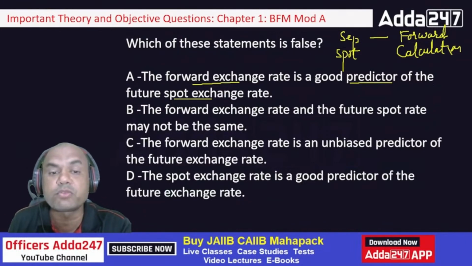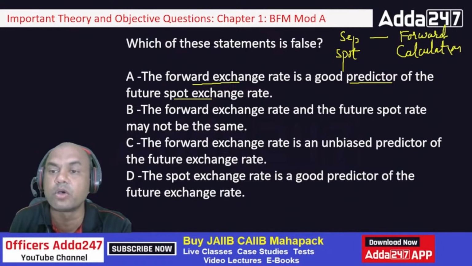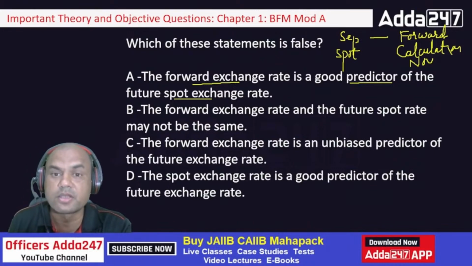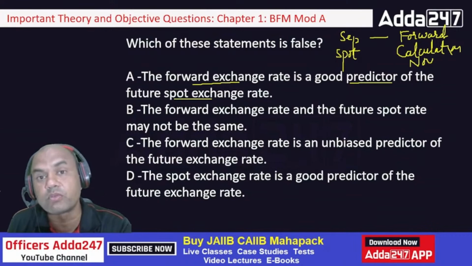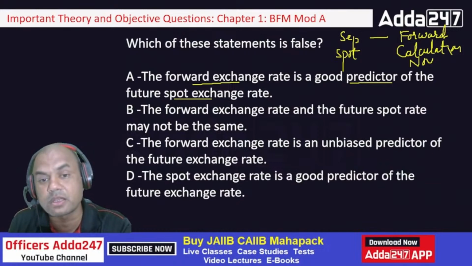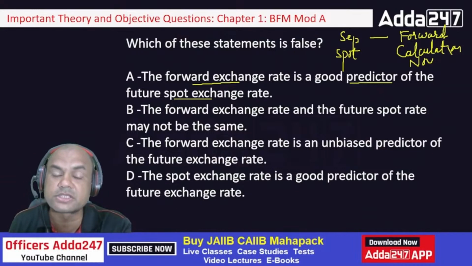But what do you mean by future spot? Suppose I say that in November the forward rates may be 80 rupees or 85 rupees. I'm saying this on the basis of calculations of the forward rates. But when November actually comes, the rate which is there at that time is known as future spot, meaning November spot. So the forward exchange rate is a good predictor of the future spot, what the rates might come in the future. Is this statement false?